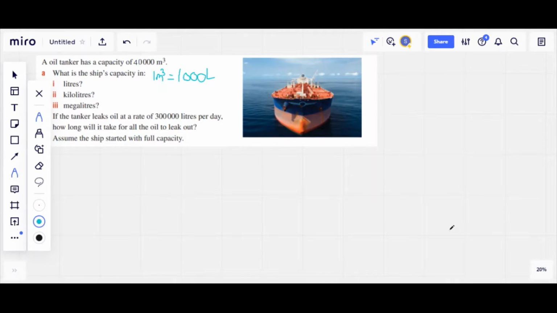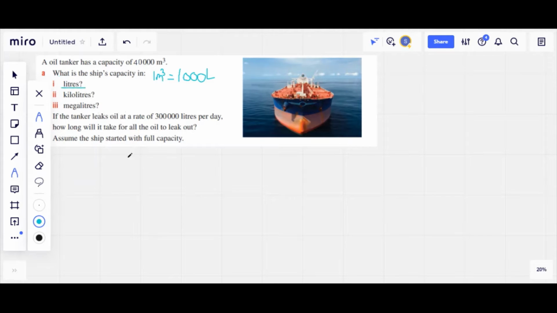So in this video, we're going to have a look at conversion of units from meters cubed to liters, kiloliters and megaliters. And then we're also going to look at calculating the rate of change using this scenario that we've got here. An oil tanker has a capacity of 40,000 meters cubed. So firstly, we have to find what is the ship's capacity.